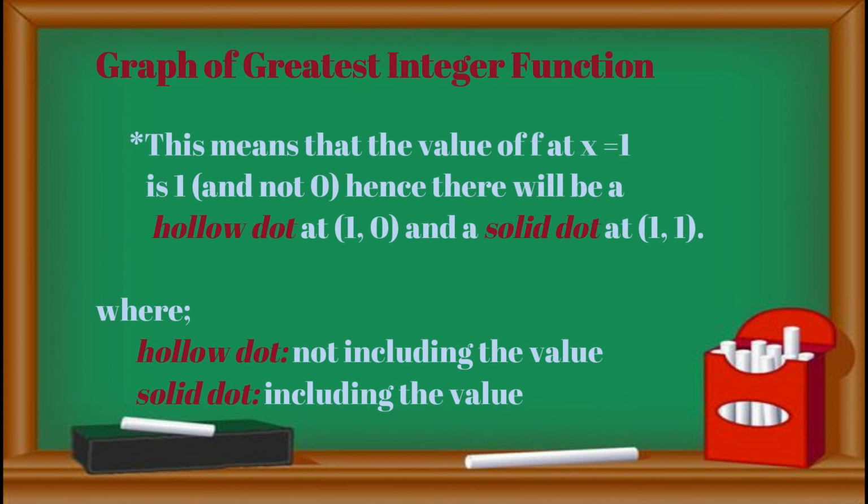This means that the value of f at x equals 1 is 1 and not 0. Hence, there will be a hollow dot at (1, 0) and a solid dot at (1, 1), where a hollow dot means not including the value and the solid dot represents including the value.